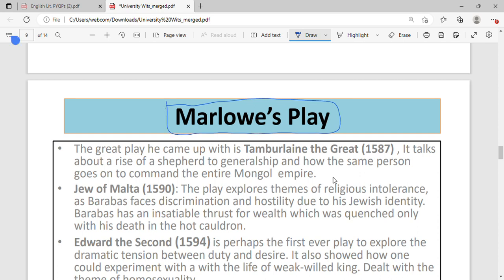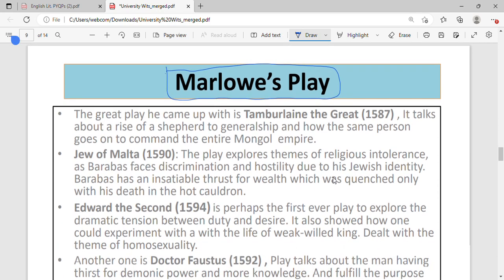Marlowe's plays. The very first play that he wrote was Tamburlaine. Remember its publishing dates. Written in two parts, part 1 and part 2. In the first part, he is a shepherd. In the other part, he is the prince of Persia. And every single character of Marlowe is after something. They are trying to gain something. Here his character is thirsty for the power to rule the world. It talks about the rise of a shepherd to generalship and how the same person goes on to command the entire Mongol empire, from shepherd to becoming the emperor of the Mongols.